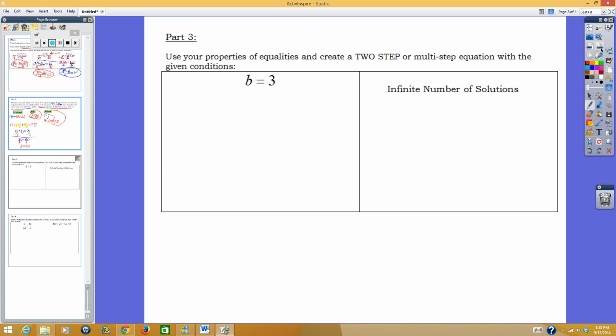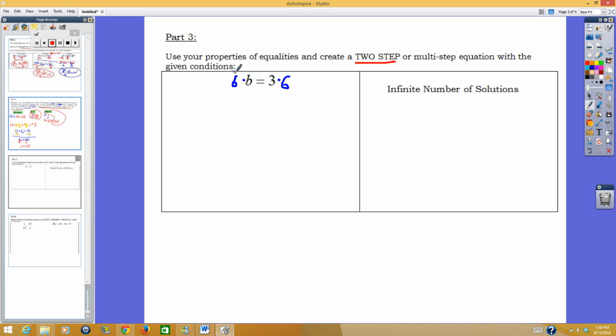Alright, next. Use your properties of equalities and create a 2-step or multi-step equation with the given conditions. So this is that stuff that we were talking about in class where you're building an equation. You can literally do anything you want, any property to both sides, and you're building an equation. I like multiplying first, that's just me. I'm going to pick the number 6. So I'm going to multiply by 6 on both sides.